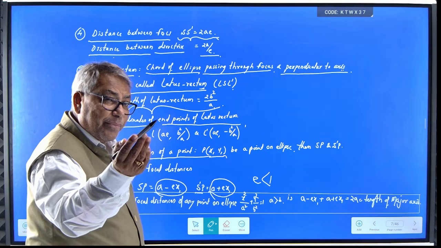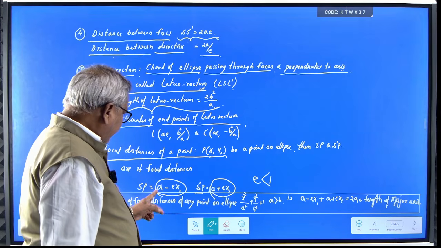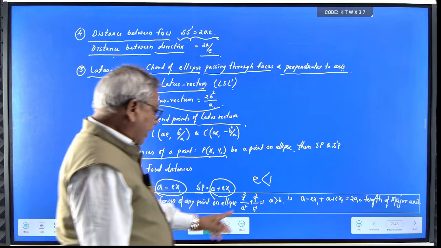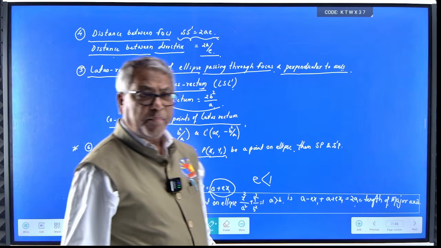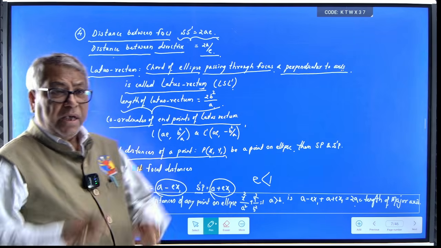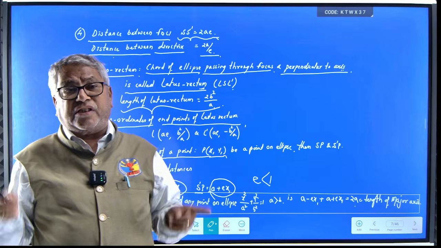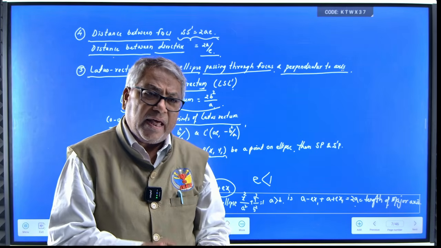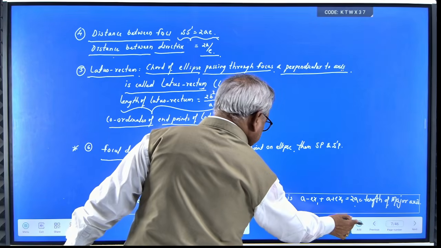What will happen on considering these two distances? The sum of the focal distances is a minus e x1 plus a plus e x1. The e x1 terms cancel, so it becomes only 2a, the length of the major axis. So we have the property that the sum of the focal distances of any point on the ellipse is equal to the length of the major axis, which is 2a. Correct? Next. So these are the properties that we are going to see.